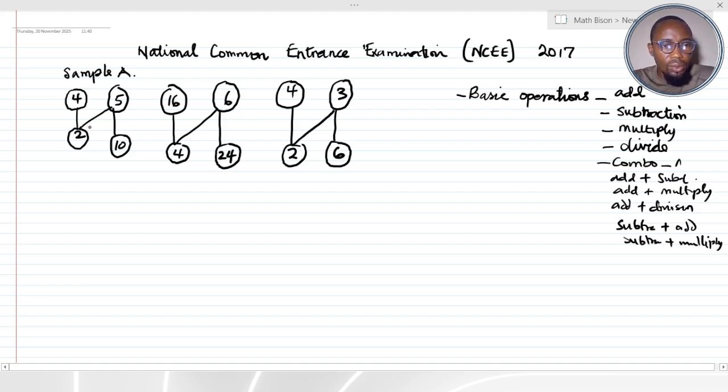Here, 2 goes in this direction, multiplies 5, and the answer drops here as 10. In this one, 4 goes this way, multiplies 6, and the answer drops as what? 24. In this one, 4 goes, 2 times 3 will give you what? 6. Okay, seems like we have something.